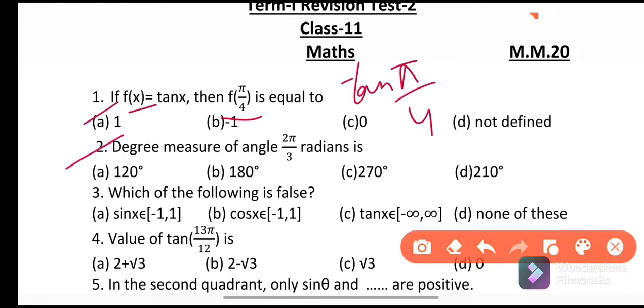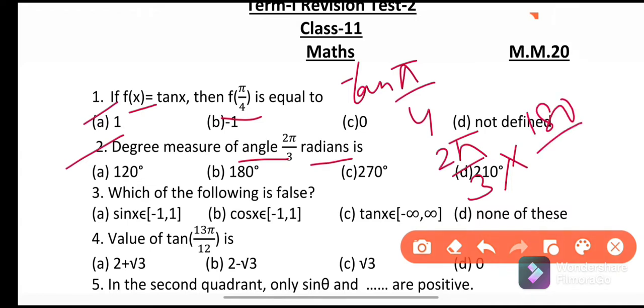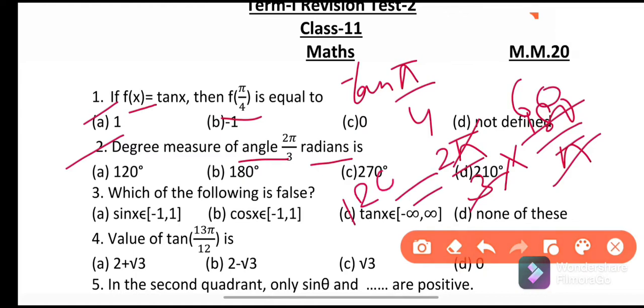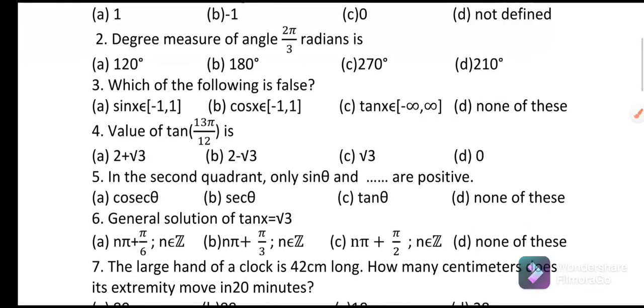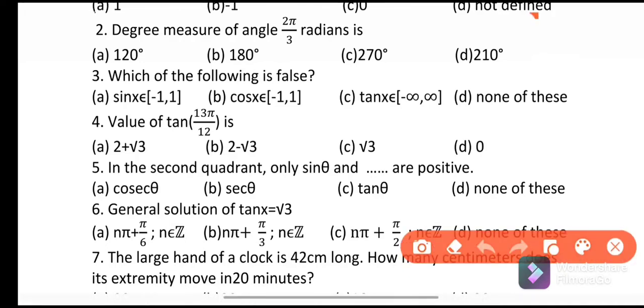Next question: the degree measure of the angle 2 pi by 3 radians is... Convert this into degrees by multiplying by 180 by pi. Now simplify this, we get 120 degrees. So the answer is A option. Next question: which of the following is false? And the answer is C option, because it is false.